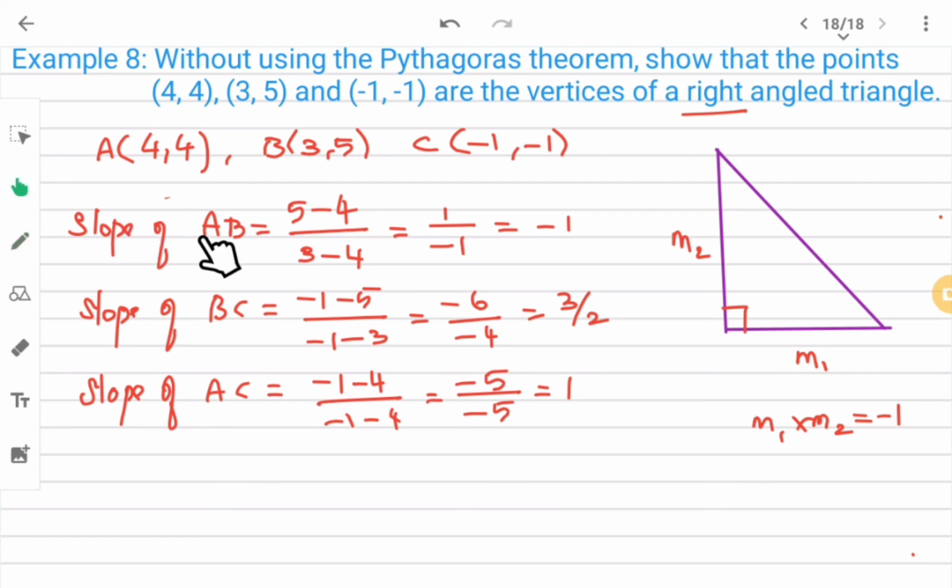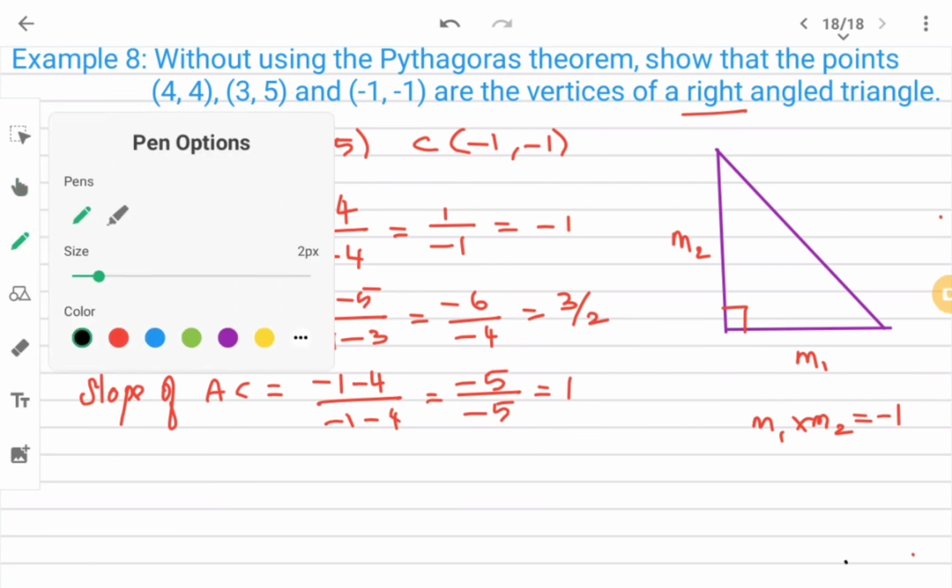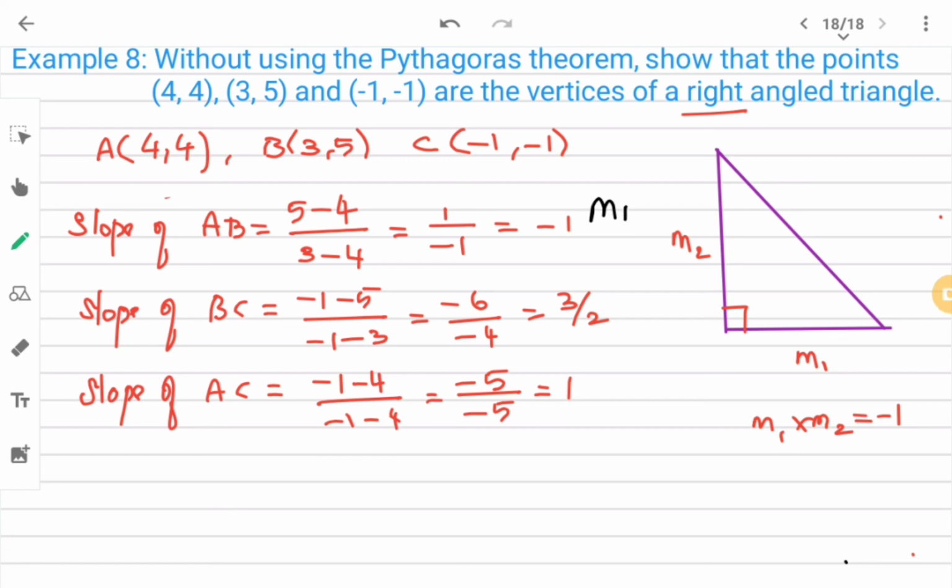You can see now, slope of AB is minus 1. Slope of AC is 1. I am going to take the slope of AB as m1 and slope of AC as m2 and substitute over here and check whether they are perpendicular or not. m1 is minus 1 into m2 is 1. You will get minus 1. It shows that these two lines are perpendicular to each other. And here is the common vertex A. So, here the vertex A, here the vertex B, and this point is C. Therefore, we have proved that the vertices of ABC form a right angle triangle. Thank you.